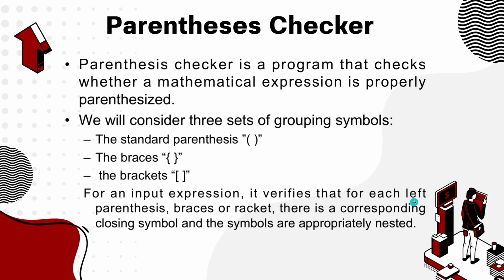So, a parenthesis checker is actually a program which checks whether the parenthesis in a mathematical expression is balanced or not. By parenthesis we actually look into three sets of symbols. It could be parenthesis, it could be braces, or it could be brackets. So, for every input expression we have, we will be verifying that for every left parenthesis, braces or bracket, we do have an associated right parenthesis, bracket or braces. If that is the case, then we will say that the expression is balanced.